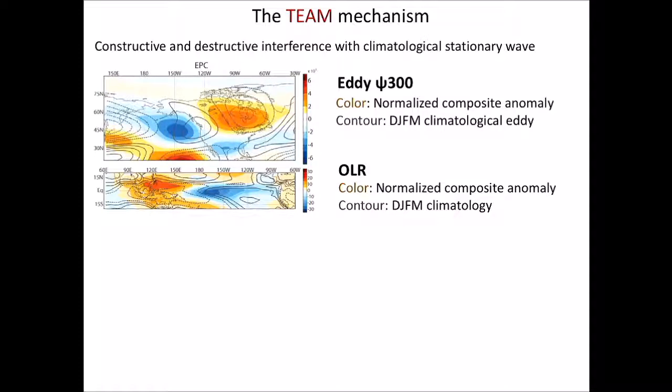And so what we see for the convective eastern Pacific events is like what I said before. We tend to smooth out the east-west contrast in tropical convection. So we're putting convection where we normally don't see it, reducing convection where we normally have it. And there is evidence of this destructive interference with the stationary wave. So these negative anomalies correspond with the climatological positive eddies, and positive anomalies where the eddy stream function is negative.